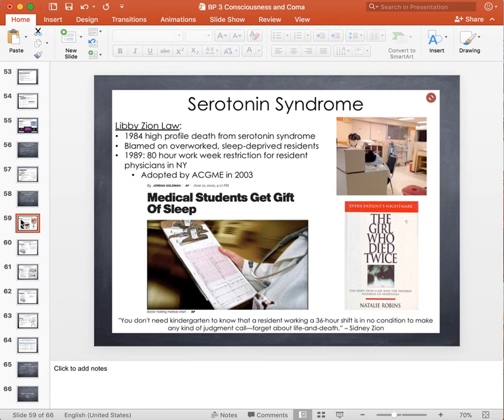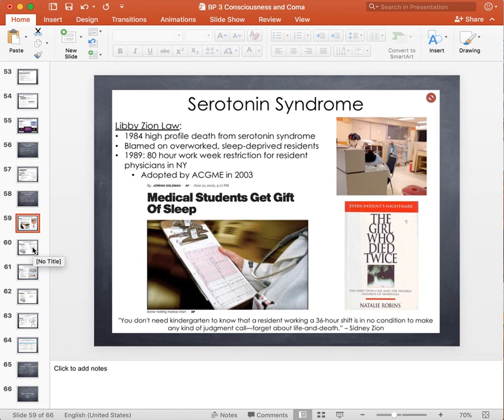She died while she was in the hospital, and her death was blamed on overworked, sleep-deprived residents who had given her too many serotonergic medications. As it turns out, this probably was an oversimplification of the situation. However, it led her dad to go on a mission to correct the problem of residents working nonstop. And it says medical students getting sleep, but it's actually really residents.